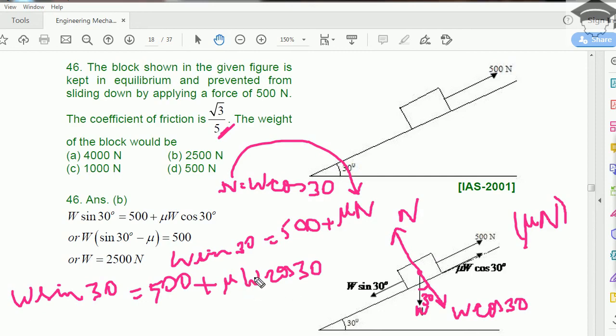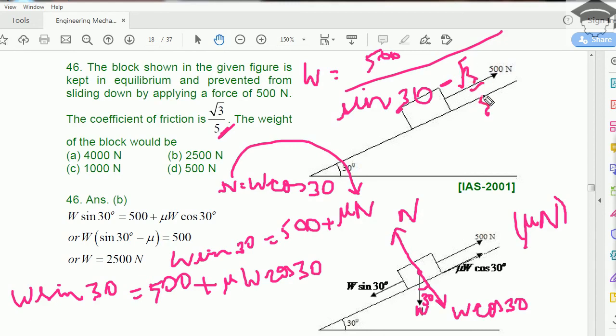So finally W is equal to 500 divided by, if you take this to the other side, W bracket sin 30 minus root 3 by 5 cos 30. Cos 30 is equal to sin 60, and sin 60 is root 3 by 2, so that is equal to W.